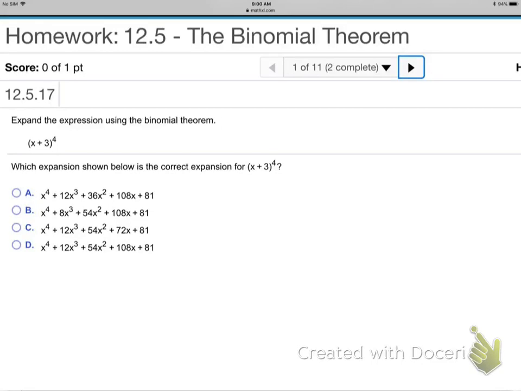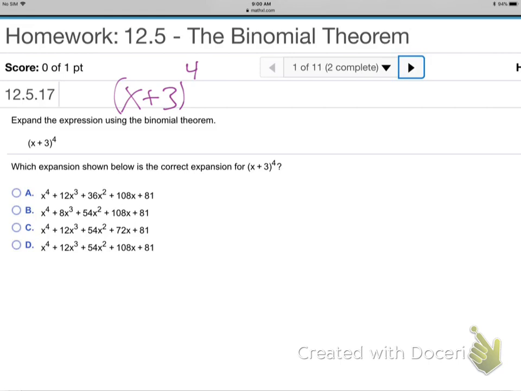The binomial theorem. So what is it? Well, by "bi," like a bicycle has two tires, it's a theorem for how you handle two things to a big power. That's basically what it is. So right here, what are they giving us? X plus 3 to the fourth power. So that's two things. That's an X and a plus 3. And it's to the fourth power.